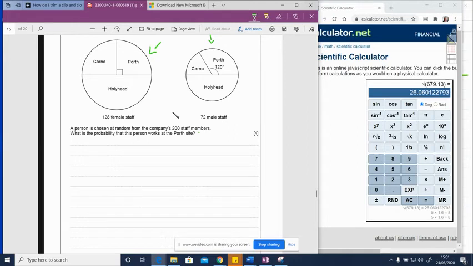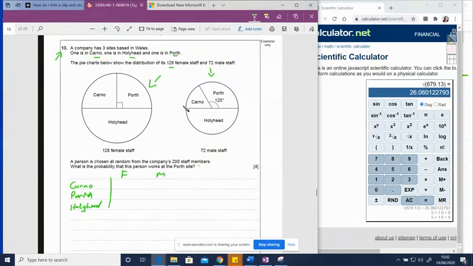So I'm going to draw a little table to help me with this, and I'm going to write Carno, Porth and Holyhead. I'm going to work out the number of females and males at each site, and then I'm going to work out the probability, add the ones from Porth and work out the probability of Porth. So the number of females in Carno is a quarter of the 128. So the number of females is a quarter of 128, which is 32.